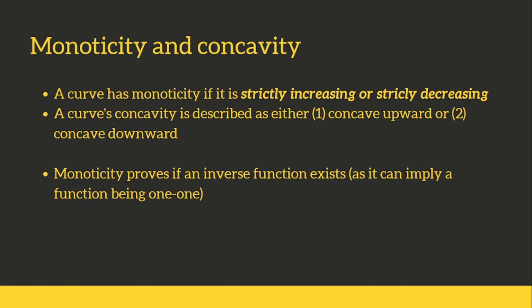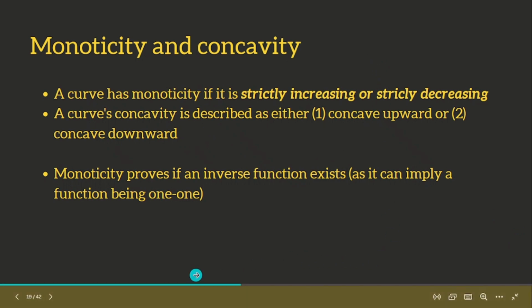So the first part is just monotonicity and concavity. This won't exactly be tested that much, and if it does, it will be 1 or 2 marks. But basically, in terms of the definition, a curve will have monotonicity if it is strictly increasing or strictly decreasing. And a curve's concavity is described as either concave upward or concave downward. What concave upward means is that the curve is just extending upwards. Then, in the case of concave downward, if you go from negative x to positive x, it will just have a downward shape. So concave upward is smiley face, concave downward is sad face.